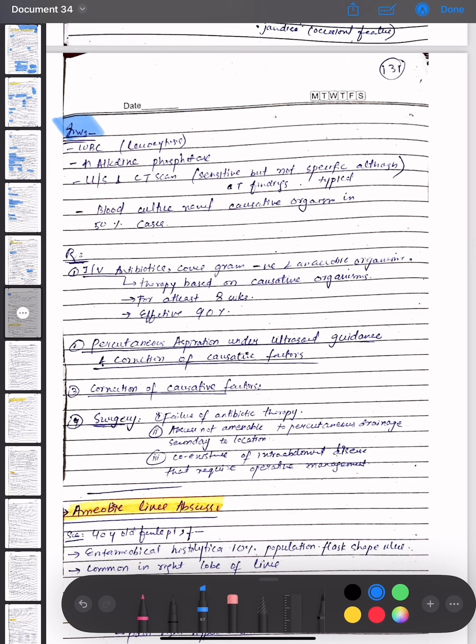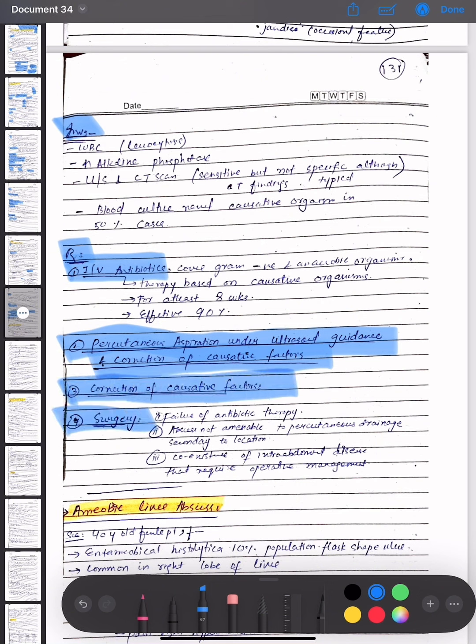What are the treatment options? First of all, you have to give intravenous antibiotics, which cover gram-negative and anaerobic organisms. Therapy is based on the causative organism, given for at least 8 weeks, and is effective in 90% of cases. Percutaneous aspiration under ultrasound guidance and correction of the causative factors. Correction of the causative factors and surgery is done.